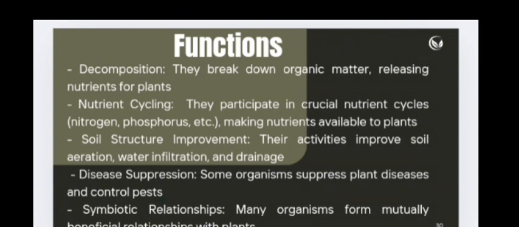Third is soil structure improvement. Their activities improve soil aeration, water infiltration, and drainage. The fourth one is disease suppression. Some organisms suppress plant diseases and control pests. The last function is symbiotic relationships. Many organisms form mutually beneficial relationships with plants.